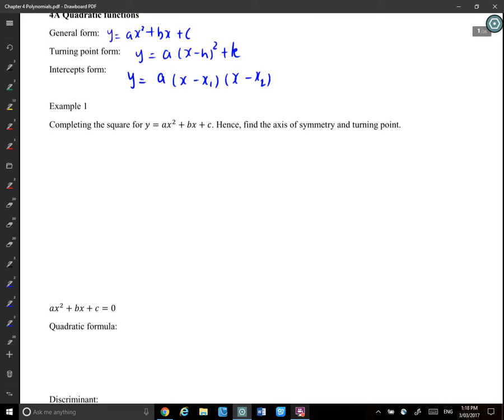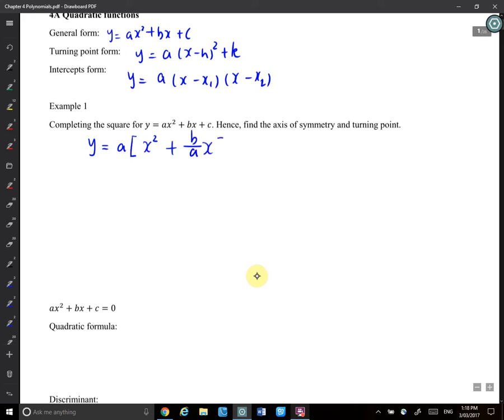Okay, example 1. Complete the square for y equals ax squared plus bx plus c, hence find the axis of symmetry and the turning point. There are no numerical values, so you just use a, b, c to complete the square. That really lets us practice how to complete the square. We cannot complete the square with this a together with x squared, so I will take a as a common factor. You have a times x squared plus b over a x, and I'll throw the c out.